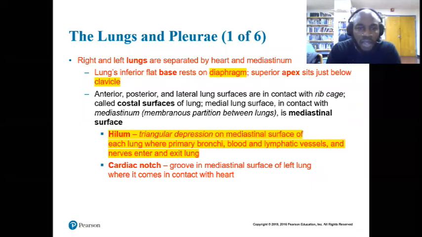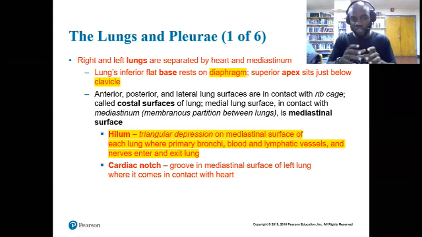So your right and left lungs are separated by the heart and mediastinum, and there's a little bit different structure between the right and the left. But in general, the lungs rest on your diaphragm. It's going to be important for you to breathe. They're connected to the inside of your rib cage. They go all the way up to your clavicle. That's the apex of the lungs, just below the clavicle, right?